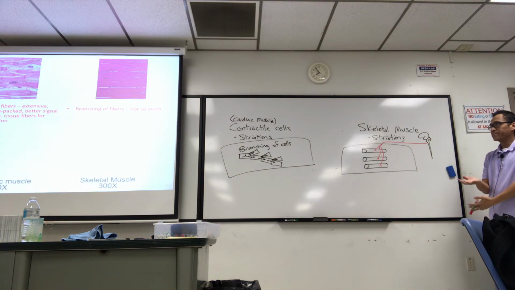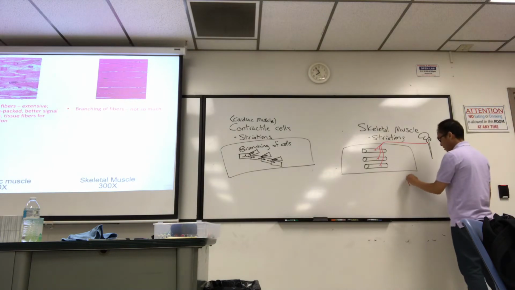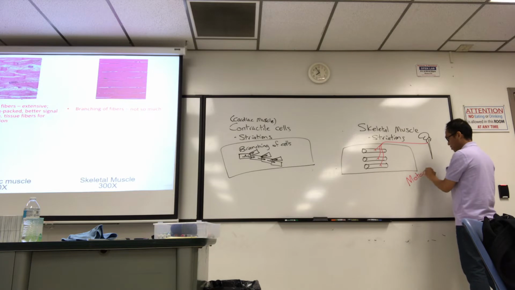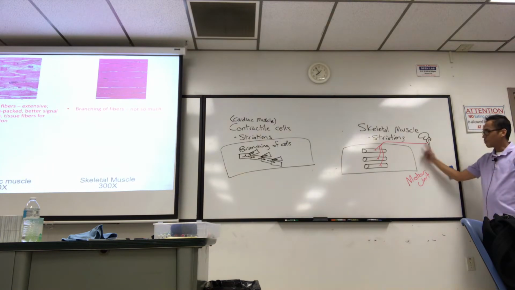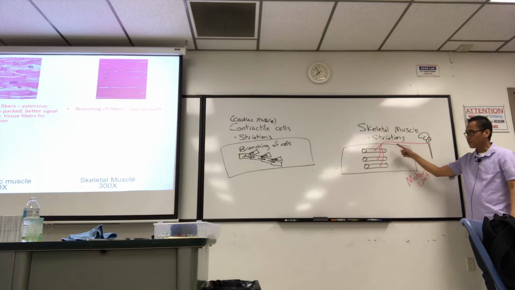And we call that a motor unit. Do you remember that? Remember anything? I'm sure you do. You're just being quiet. All right, the motor unit: one motor neuron and all the muscle fibers that it innervates to get these to fire.